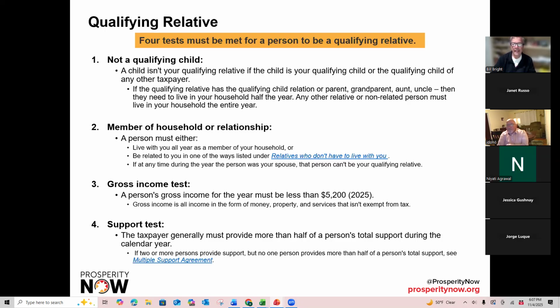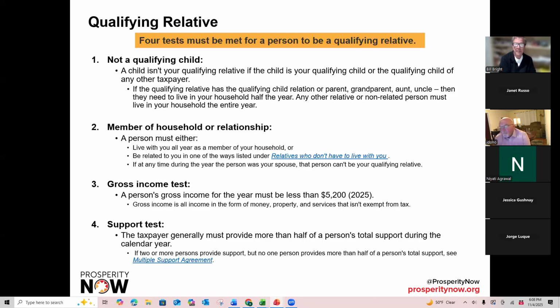Now, there are exceptions to this. For instance, if I pay for the complete support of my mother or father who live out of state, so they don't live with me, but I am supporting them completely, and they live in another state, or even in Mexico or Canada, I can claim them as a dependent. Again, member of the household or relationship: the person must either live with you all year as a member of the household or be related to you.